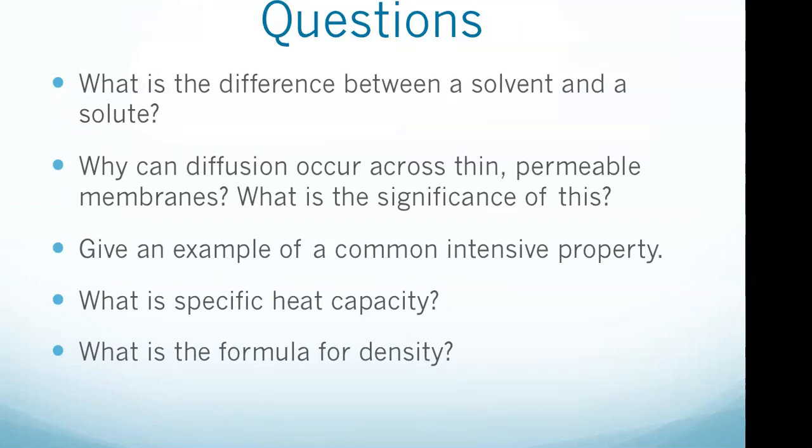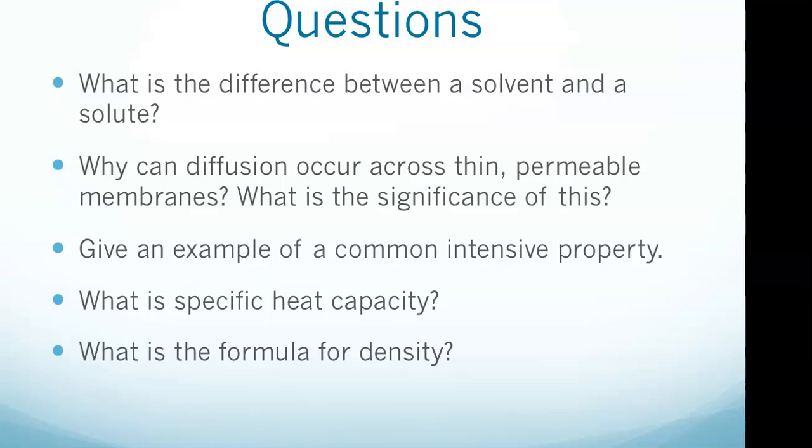So again, I think we covered all of those. The formula for density we mentioned towards the beginning of the video. Specific heat capacity we referenced, but I don't think we went back and answered it. Specific heat capacity is the amount of energy required to change the temperature of 1 gram of a substance by 1 degree. I would be prepared for having to know that.